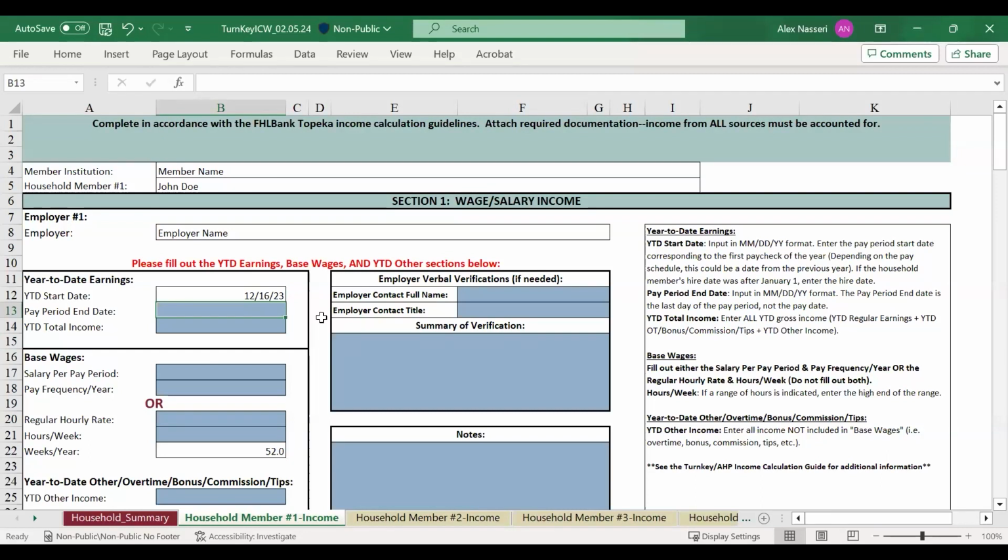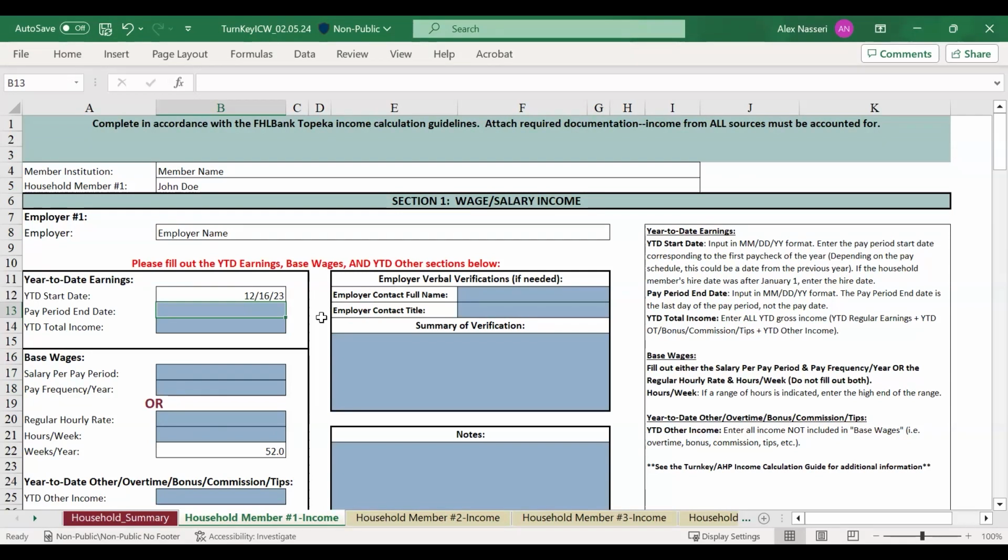If you are using a W-2, enter January 1 of the year represented by the W-2. For all types of income documentation, if the household member was hired after January 1st of the current year, complete the year-to-date start date with the employment start date as verified by the employer.